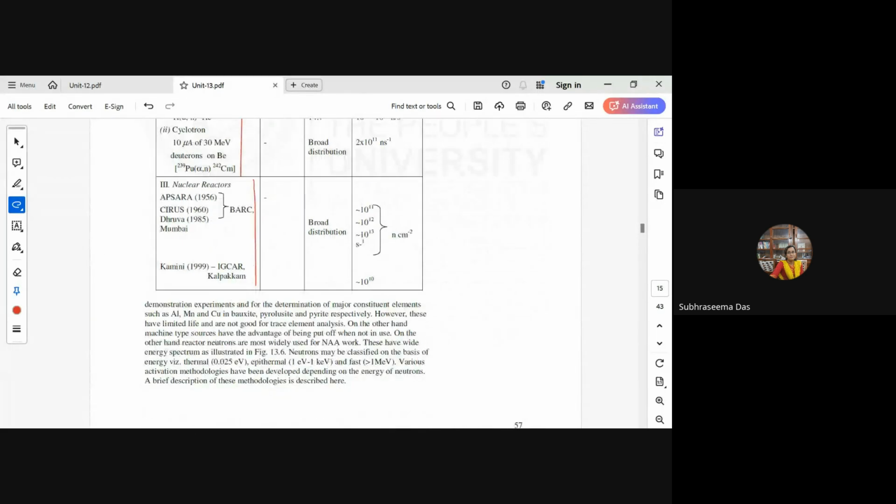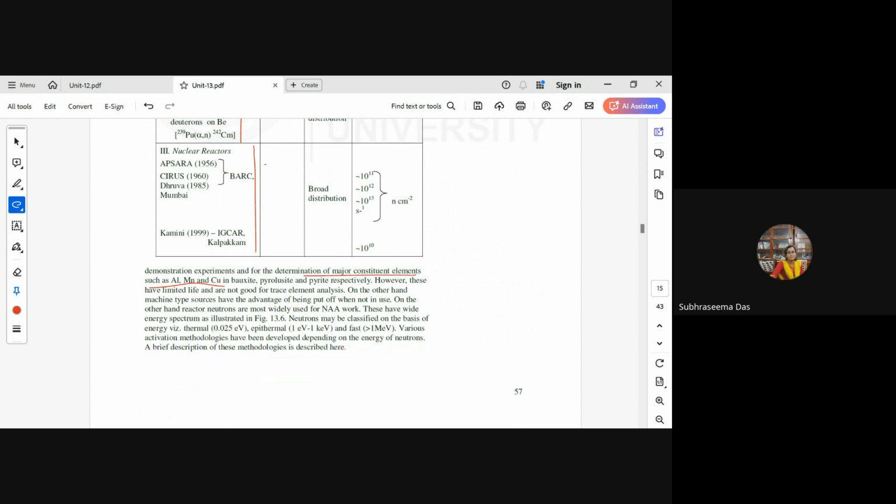These neutrons are good for demonstration experiments and also for the determination of major constituents such as aluminium, magnesium, and copper present in alloys. However, these neutrons have limited half-life and are not good for trace element analysis. On the other hand, machine type sources have the advantage of being put off and not in use.